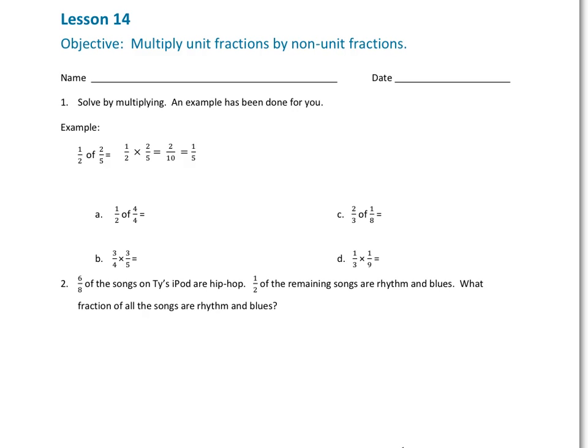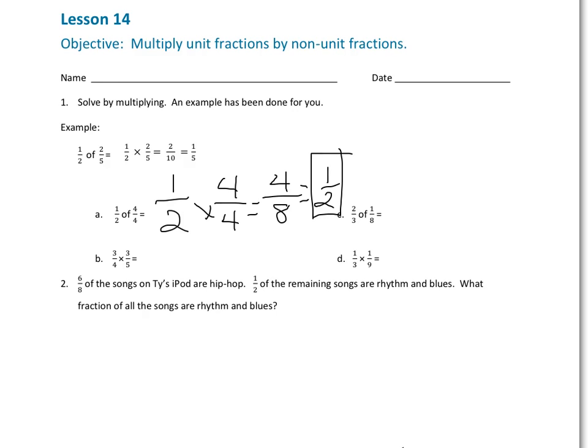1A says 1/2 of 4/4. So let's write that down as a problem. You have 1/2 times 4/4. Now when you multiply, do the numerators first. 1 times 4 is 4. 2 times 4, the denominators, would be 8. You get 4/8, which then can be simplified down to 1/2. If you take a look at that, 4/4 is actually equivalent to 1. So if you said what is 1/2 of 1, it would be 1/2.